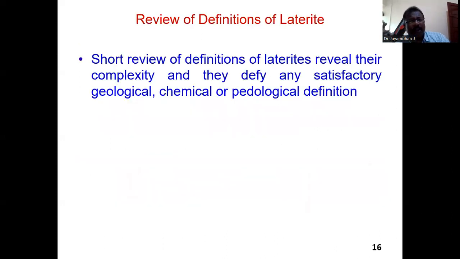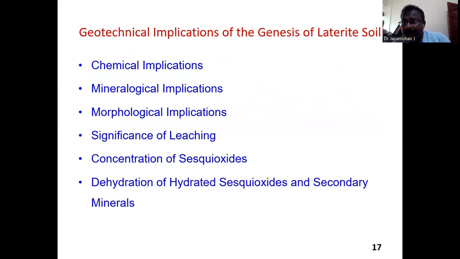Anyway, this short review of laterites reveals their complexity, and they defy any satisfactory geological, chemical, or pedological definition. It's a bit complicated material by origin. Now we'll see what its implications are. The property of laterite largely depends on its genesis, its mode of origin. We will see what the geotechnical implications of the genesis of laterite soil are.